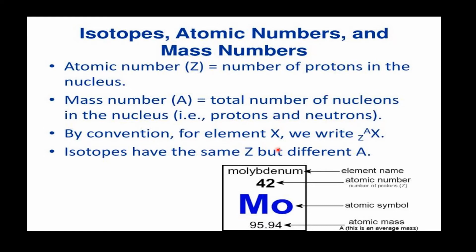By convention, for an element X, if we want to write the atomic number and mass number together, it is written like this. Mass number should be written at the top and represented by A, while the atomic number is written at the bottom and represented by Z. For example, here we can see the example of molybdenum. 42 is its atomic number and 95.94 is its mass number.